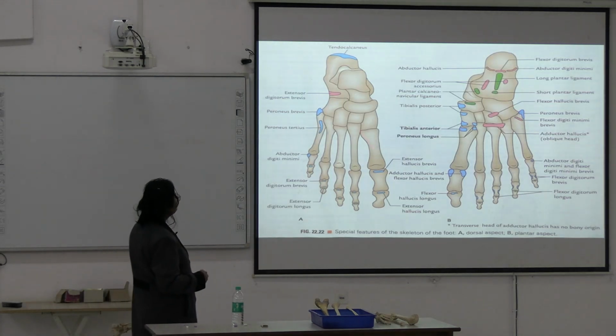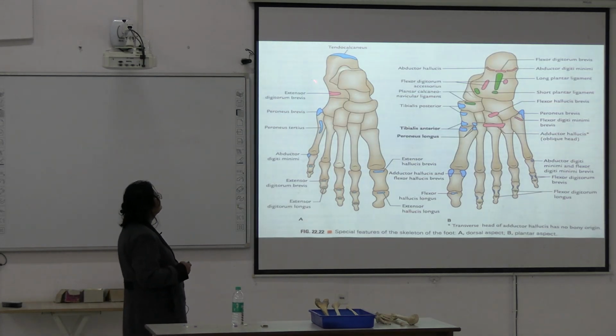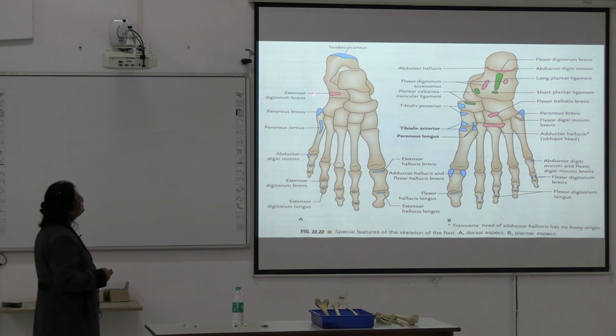Next, these are the different muscle attachments. Here is extensor digitorum brevis, here is the attachment of the tendocalcaneus. These are the attachments of extensor digitorum brevis and longus. Brevis is attached to the middle phalanx and longus is attached to the distal phalanx. And for the hallux, hallux means great toe, here is the attachment of extensor hallucis brevis and here is extensor hallucis longus. Here is the attachment of peroneus brevis and peroneus tertius.